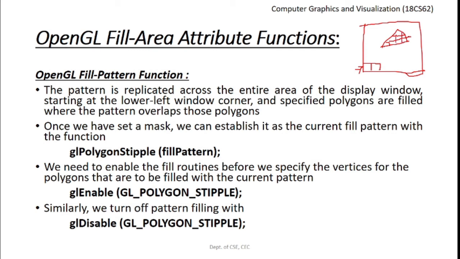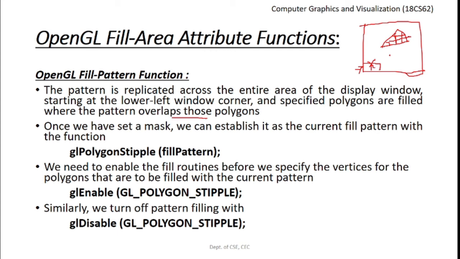We can observe the patterns displayed only in the area where the polygon is intersecting with these patterns. These other parts will not be displayed. Only the patterns which are intersecting with the polygon boundaries will be drawn. Polygons are filled where the pattern overlaps those polygons. Whenever the pattern overlaps the polygon, only that particular part of the pattern will be visible.